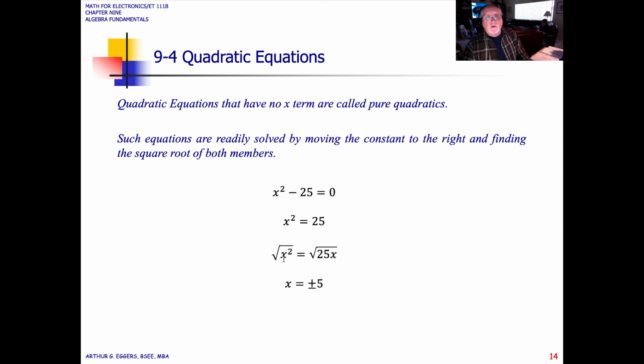Again, take the square root of the square. I get the square root of 25. That x does not belong there. Let's get rid of it. Yeah, it did. Okay, good. Don't know how that got there. Gremlins. So then, when I take the square root of both sides, I end up with a plus and a minus, because if I take minus 5 times minus 5, I get 25.